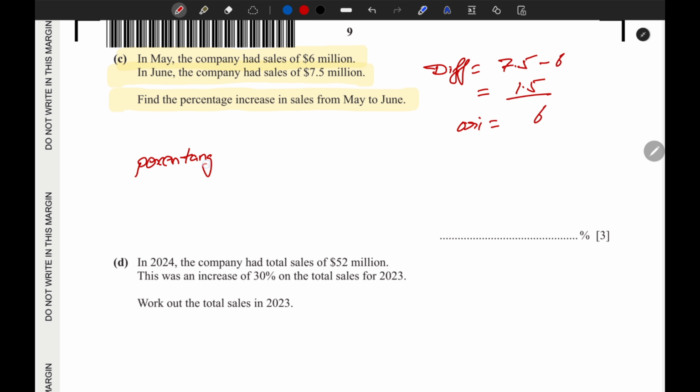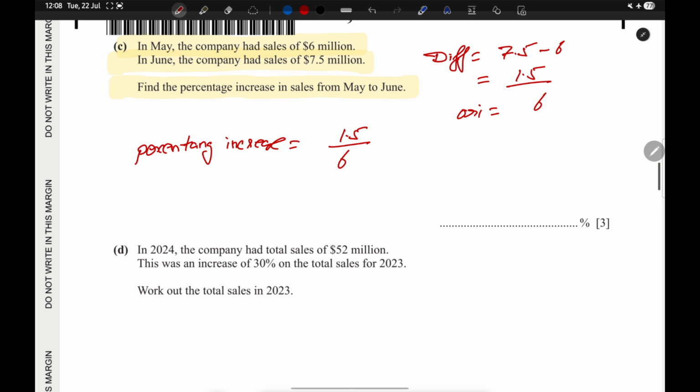So the percentage increase, how to write the percentage increase? It is the difference, 1.5, upon the original, times 100. So times 100. So this will be our value.